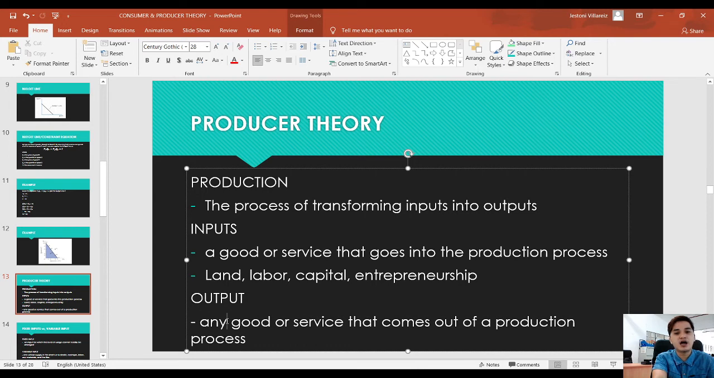Outputs, these are the goods and services that come out of the production. So sometimes outputs are final goods, meaning ready for consumption, or sometimes outputs are considered capital goods that are also used to produce other goods, like machines, like buildings. That's an example of an output.